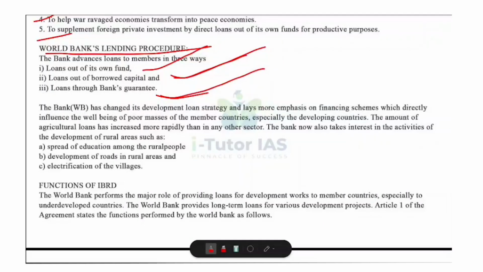Okay, so the World Bank has shifted its lending strategy to emphasize projects that directly improve the lives of poor people, particularly in developing countries. And the key focus areas included are agriculture, that is, they provide loans for agriculture development to increase food production and farmers' income. Then, rural development, that is, supporting projects like education, infrastructure, and electrification. And so, think that loans plus rural development is equal to direct help to poor masses, to remember the modern focus of World Bank. Okay.